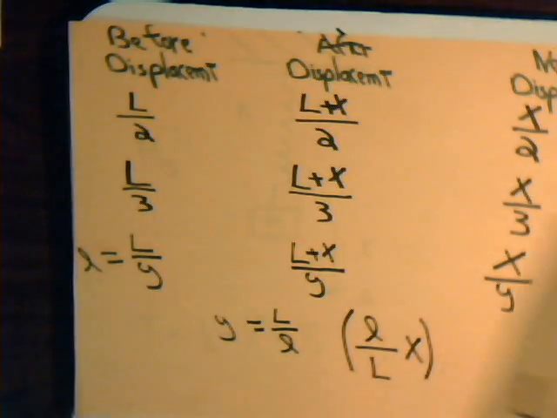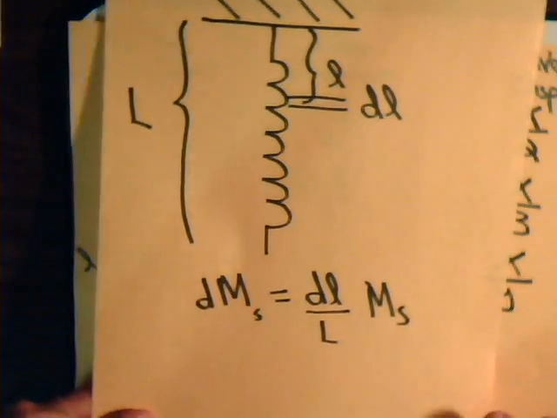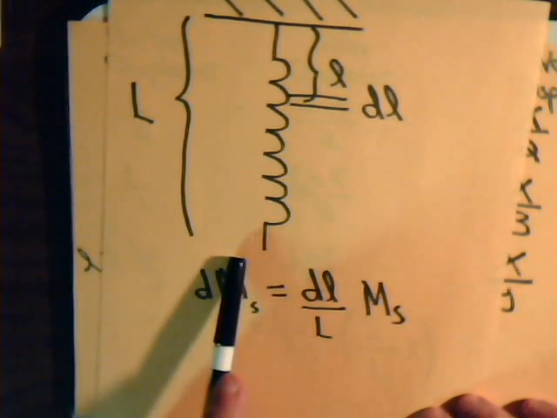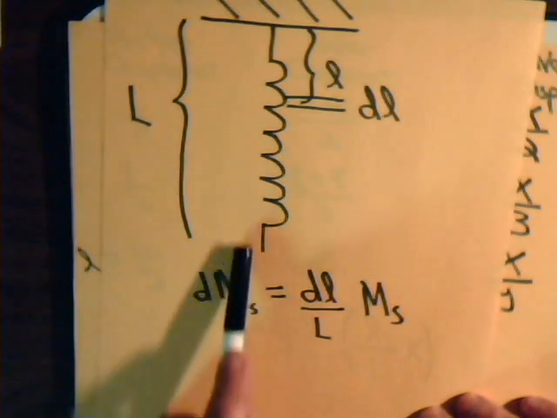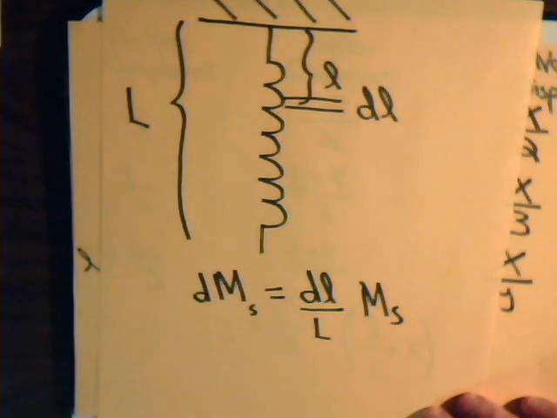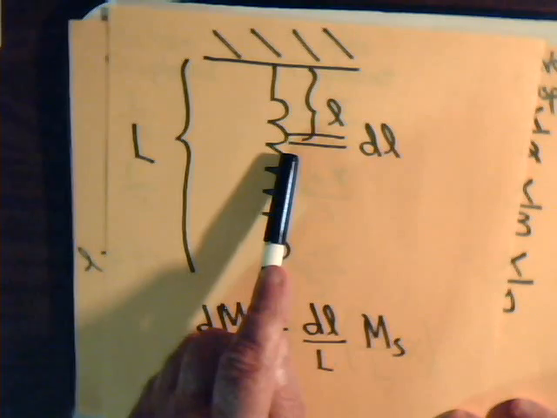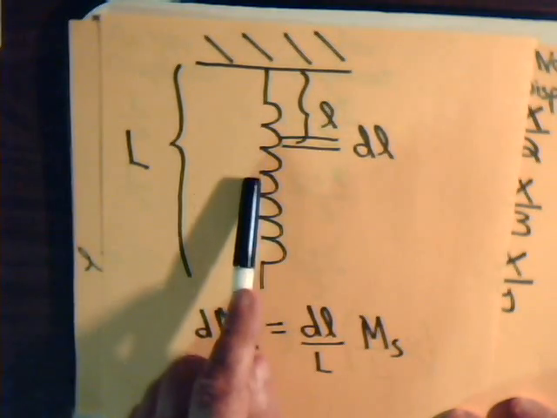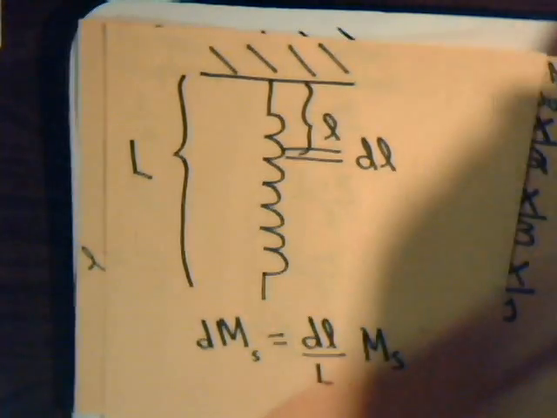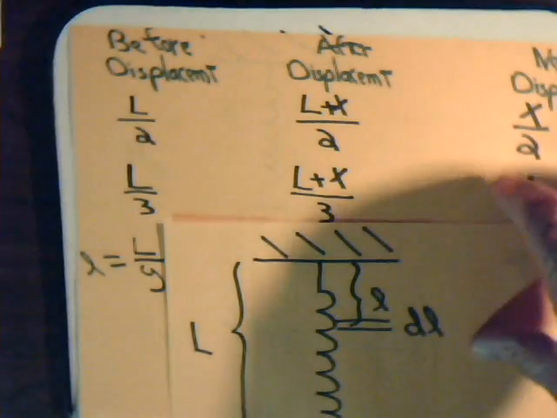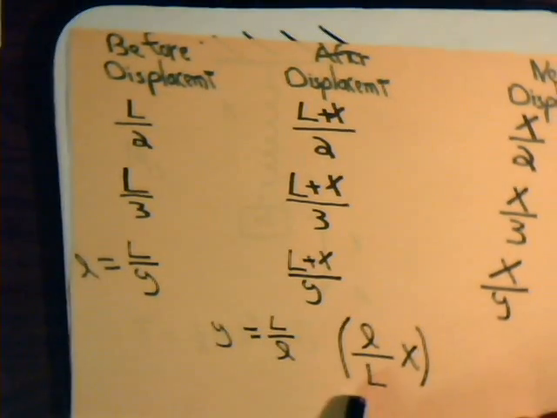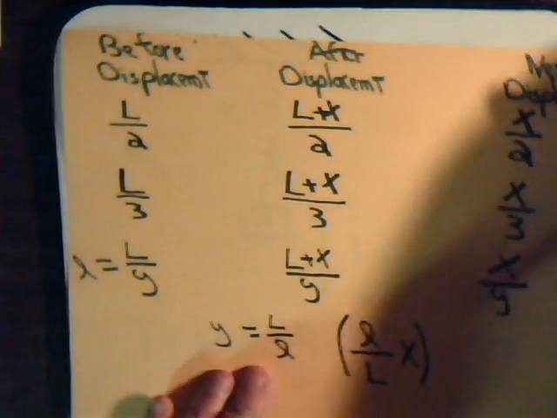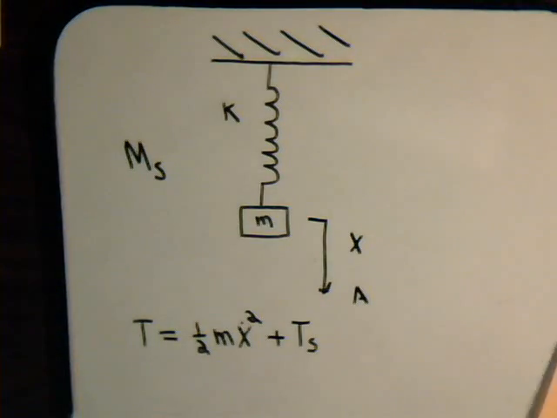Now let's ask this question. If we have a mass here, and this is going up and down at velocity x dot, what will be the velocity here going up and down? Well, that would just be the derivative, the time derivative of this. So let's just write that out.